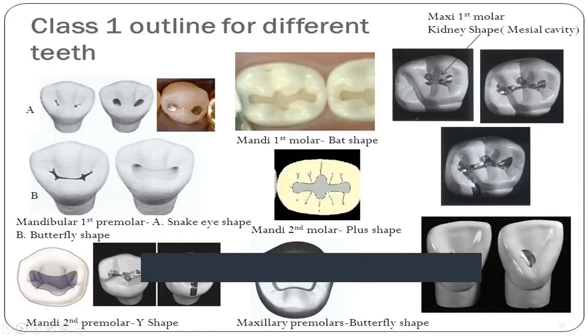The outline form is different for different teeth. So for the mandibular first molar, it should be either bad shape. For the mandibular first premolar, a snake eye shape. Then here we can see the butterfly shape. Then for the mandibular second premolar, that could be a plus shape. Then mandibular second molar, it is a plus shape, and mandibular second premolar, that could be a Y shape. Then for the maxillary premolars, that is butterfly shape, as we can see here. In the case of maxillary first molar, kidney shape for the mesial cavity.